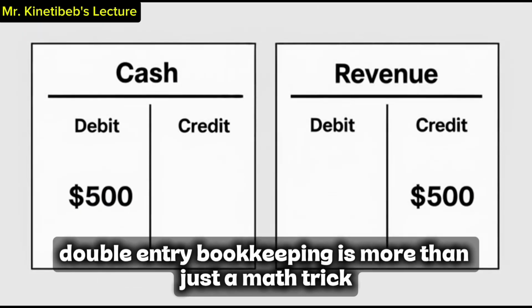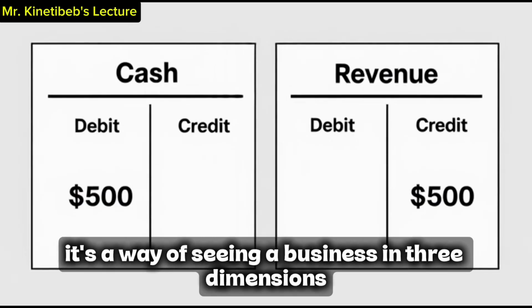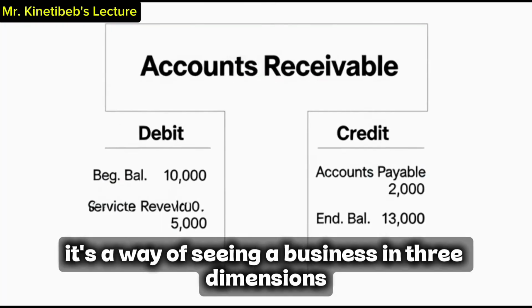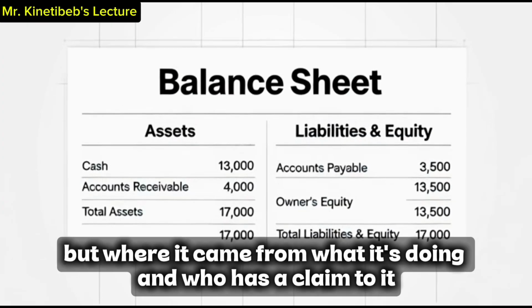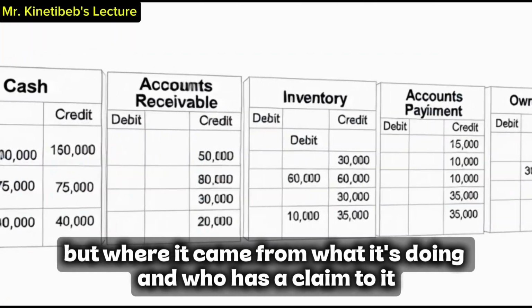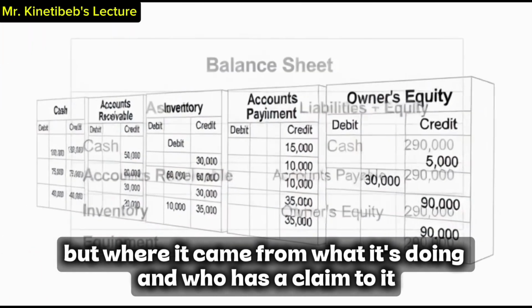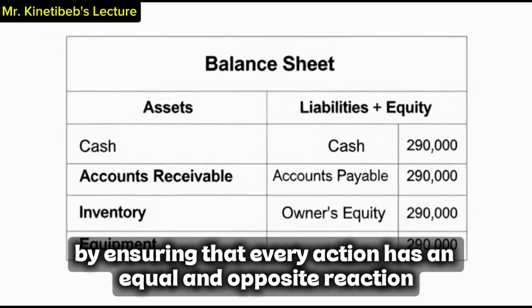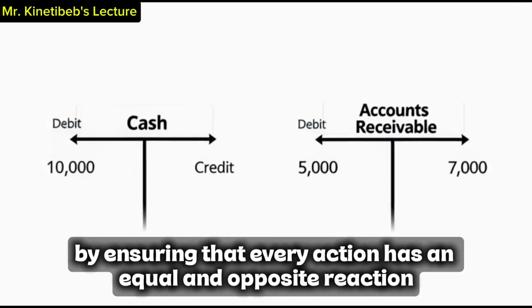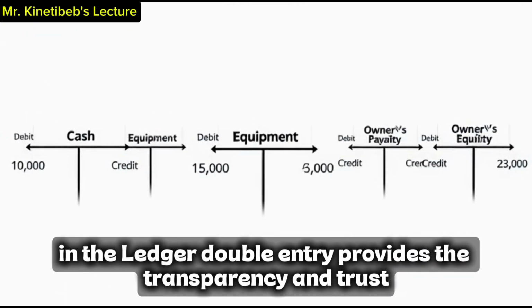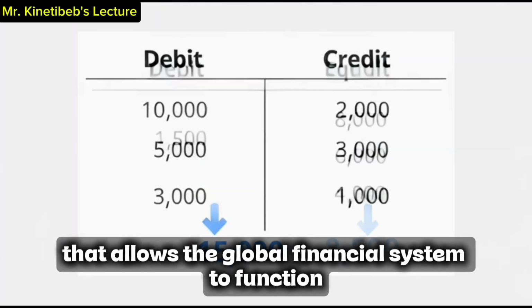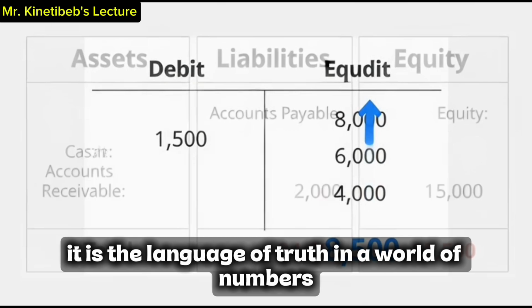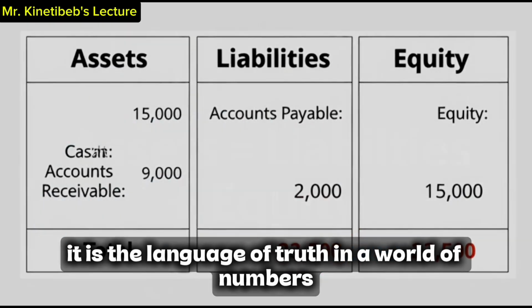Double-entry bookkeeping is more than just a math trick. It's a way of seeing a business in 3 dimensions. It tells you not just how much money you have, but where it came from, what it's doing, and who has a claim to it. By ensuring that every action has an equal and opposite reaction in the ledger, double entry provides the transparency and trust that allows the global financial system to function. It is the language of truth in a world of numbers.